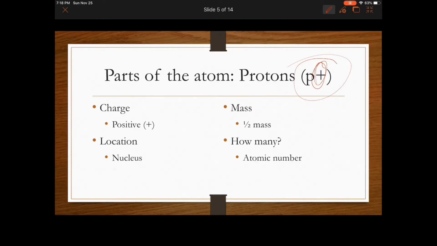And we've already talked about the location of the protons. This is inside the nucleus. One thing to note here, we've talked about the fact that we're going to pretend instead of 99%, the nucleus takes up 100% of the mass. So the protons take up half of that 100%. So the protons equal 50% of the mass of the atom.